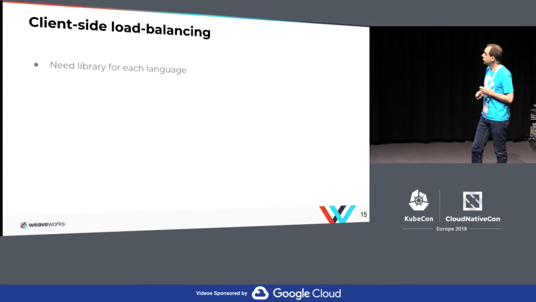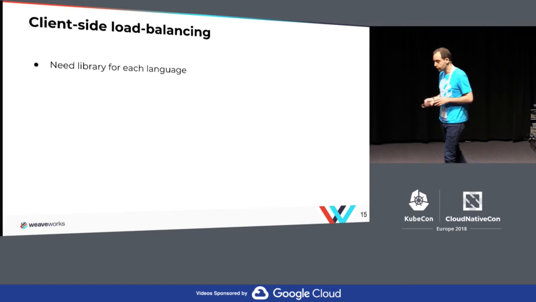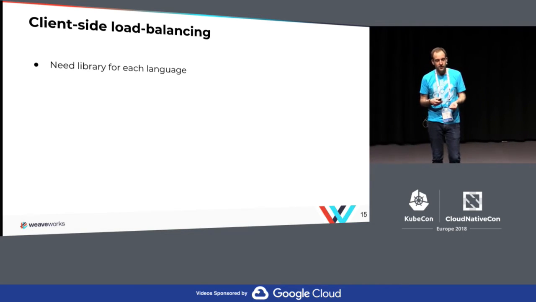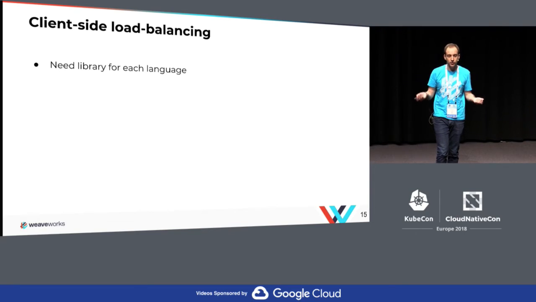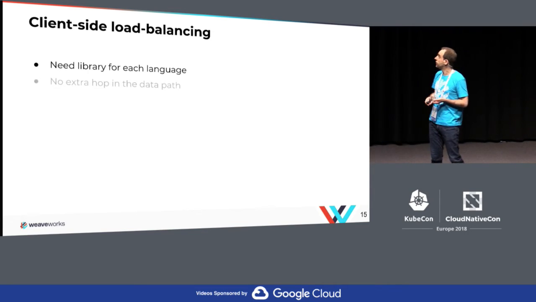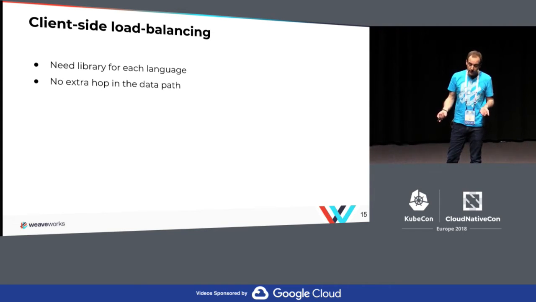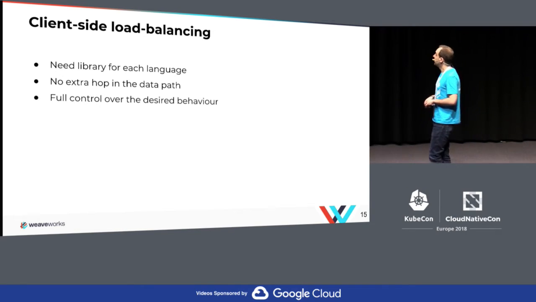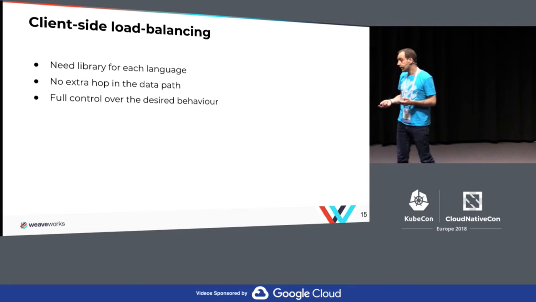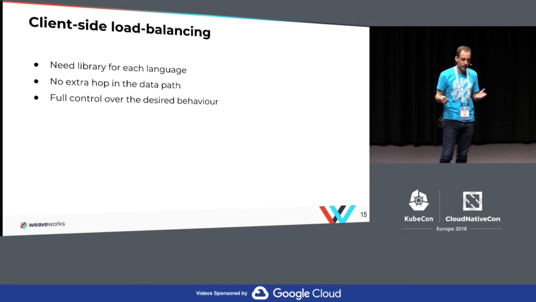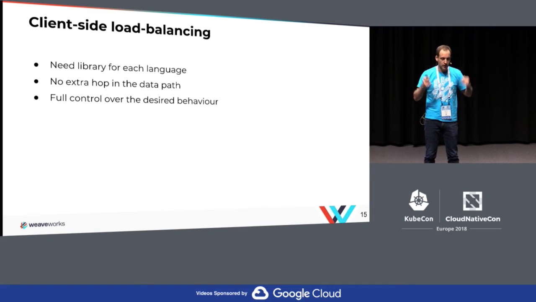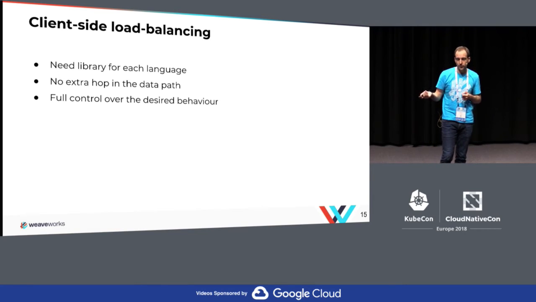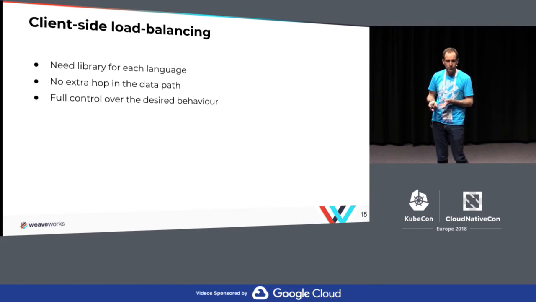So let's see. Well, there are some drawbacks. Because it's within the client, you need this library for every language you use in your application, which can be a problem. But there's no extra hop in the data path. The client itself is doing all the things. And that's a price to pay to have full control of what you're doing. If you remember that table, not every solution had all the algorithms. So if you want something very precise, then maybe you can't reach it with your current solution. But if you do something in the client, then you do exactly what you want.